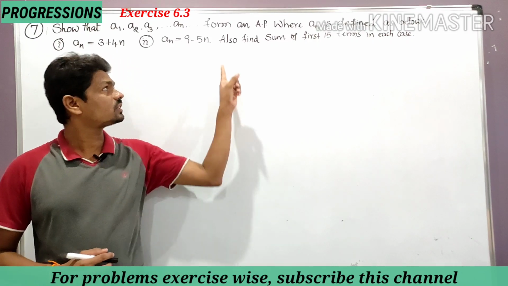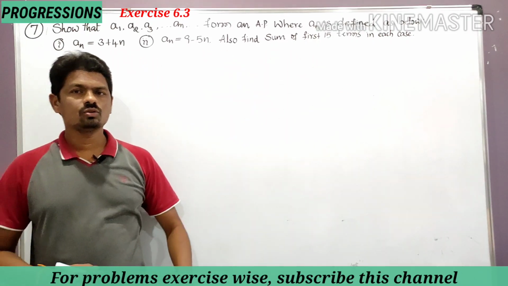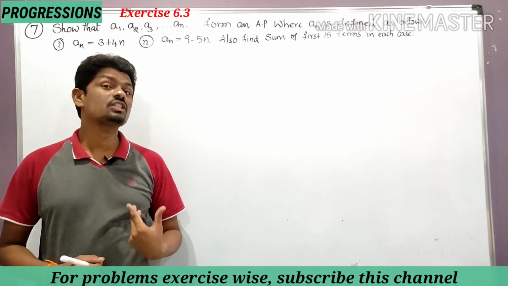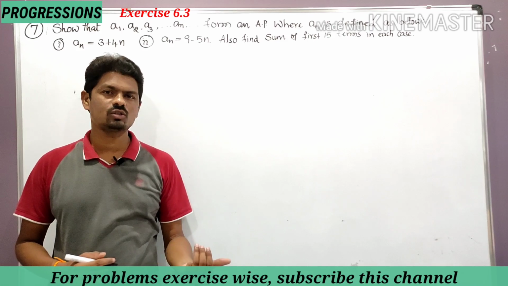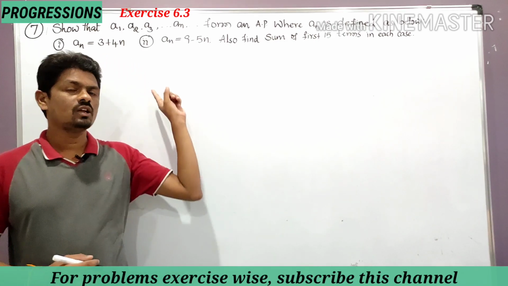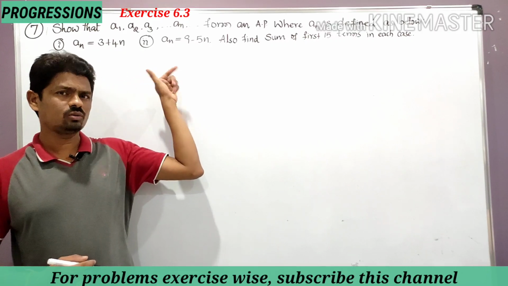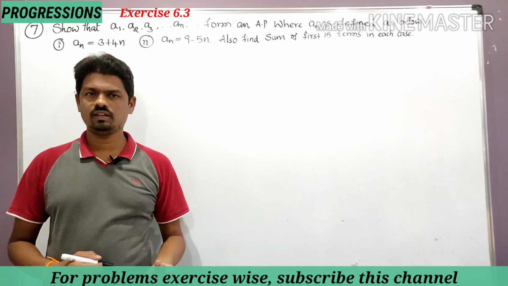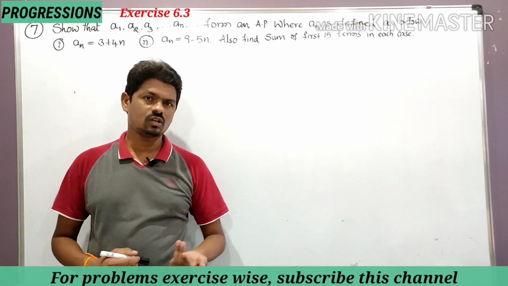Next, he is also asking us to find the sum of the first 15 terms in each case. So he is asking us to find S15. We have Sn is equal to n by 2 into 2a plus n minus 1 into d. In that formula we have to substitute n equal to 15. So we have to find a and d values from a1, a2, a3. So we can get a and d values. See how we can solve.